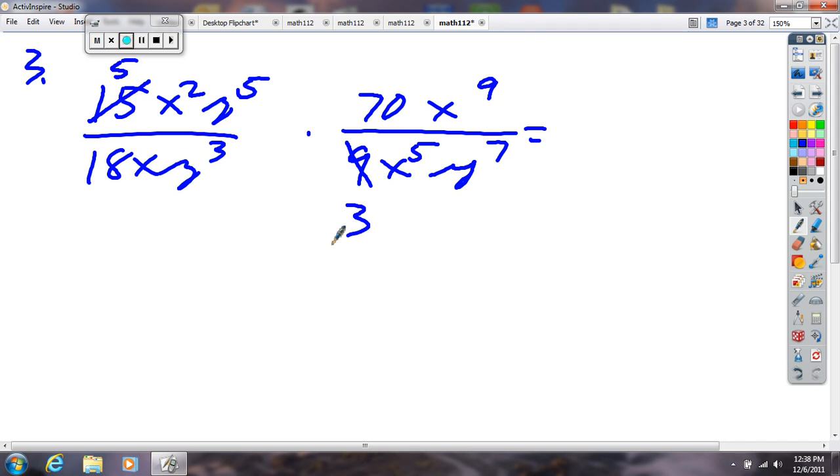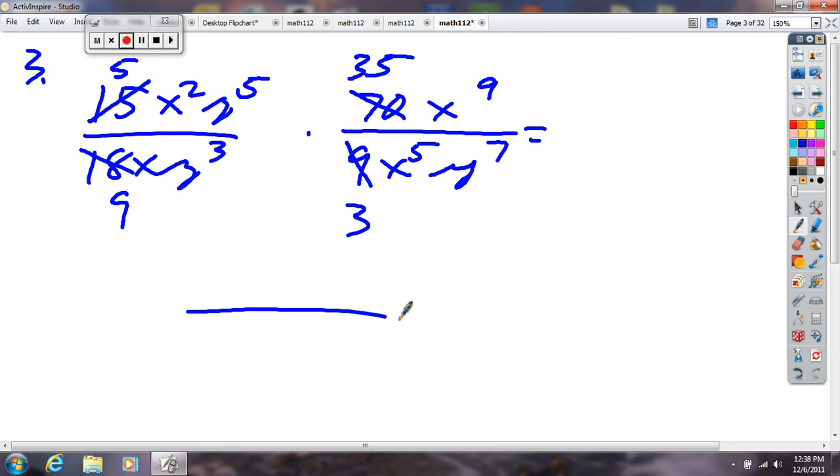I have a 70 and an 18. Well, I have at least 2 goes into those. So 2 goes into 18 9 times, and 2 goes into 70 35 times. Now, do I cancel anything else? Nope, there's nothing else. On the top I have a 5, 35 is a 5 and a 7. None of them go into the bottom, so we're done. Numbers are done. Everything's positive, so we got a positive.